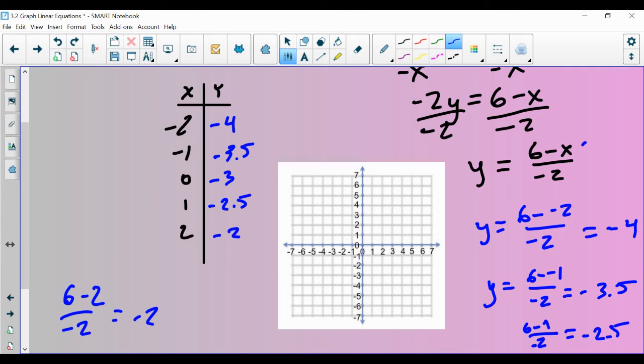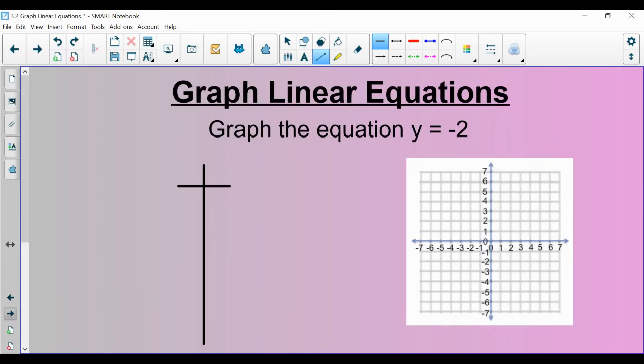So now we've created the t-table, and now we plot it. Negative 2, negative 4; negative 1, negative 3.5; 0, negative 3; 1, negative 2.5; and 2, negative 2. You're going to notice it is in a line again. It's very close together, but that is a nice line. We're going to connect it, and that is our graph. I do have 2 more examples, and they're kind of weird.